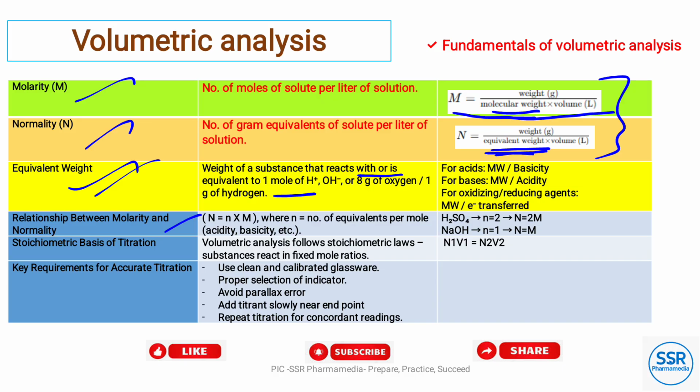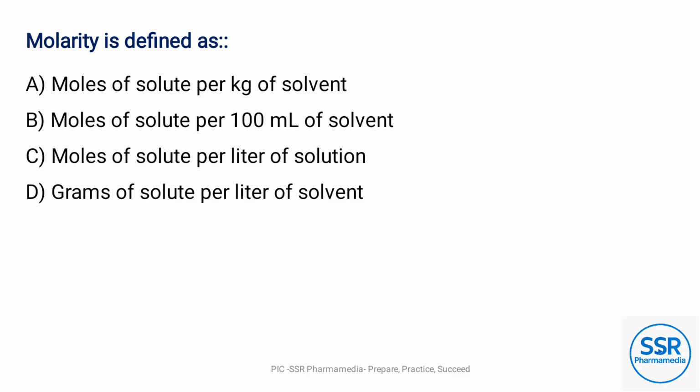The relationship between molarity and normality, this is the relationship. N is equal to n into M, where n is equal to the number of equivalents per mole. That is the molecular weight of the substance divided by the equivalent weight of the substance. So this is the relationship, the variations in this formula. So we'll move into the questions.